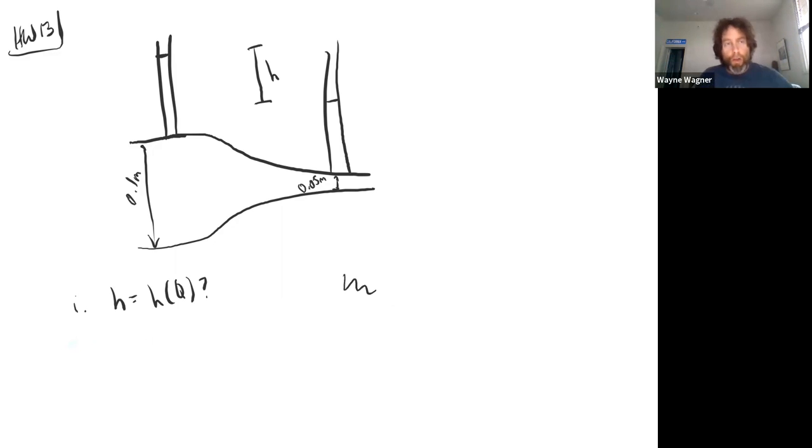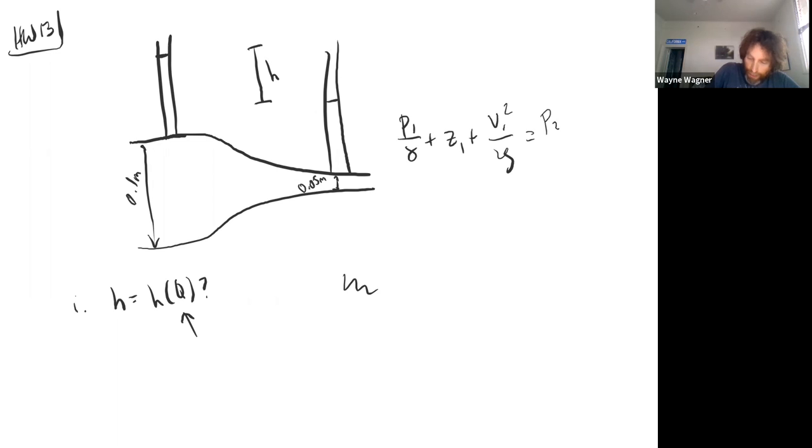Okay, here we go. So here what we need is H as a function of Q, so we kind of need H as a function of velocity. We're going to do the same thing we did last time: Z1 plus V1 squared on 2g equals P2 on gamma plus Z2 plus V2 squared on 2g. Okay, so again, those Z's are going to go away.